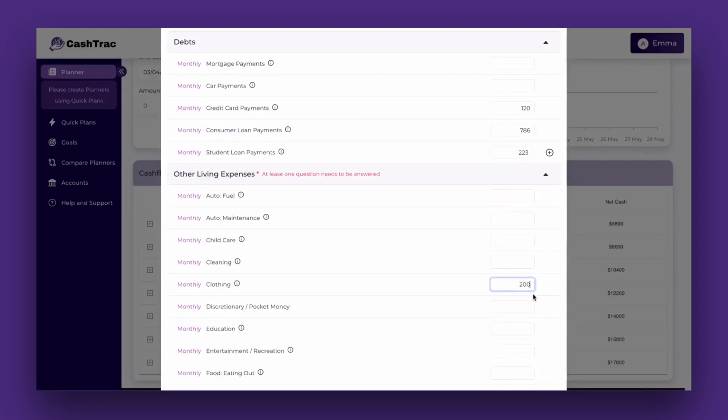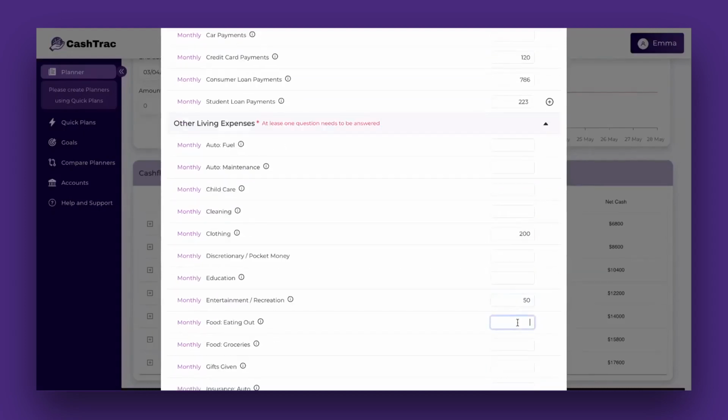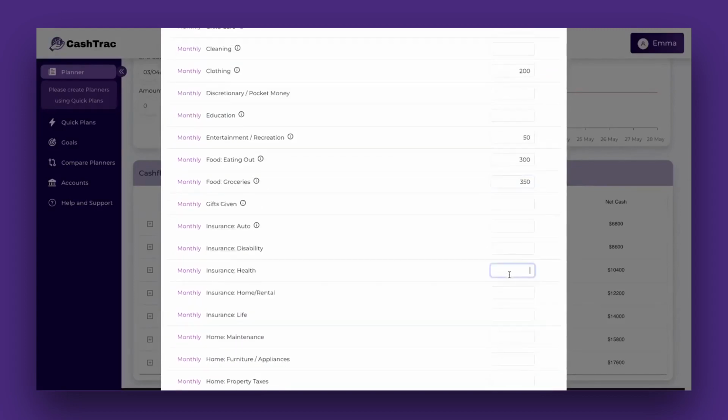She begins by setting aside $200 for her wardrobe needs. Emma then divides her food expenses, allocating $200 for eating out and $350 for groceries. She then turns her attention to insurance, entering $80 for health insurance and $22 for life insurance.